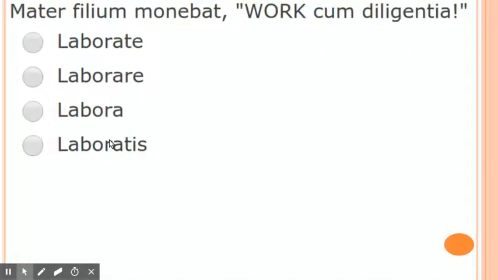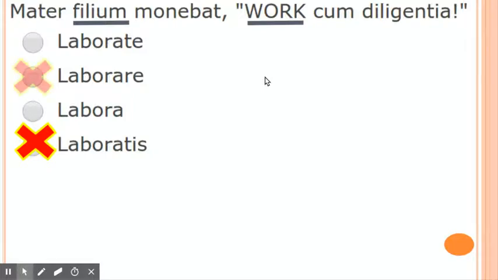Notice imperatives, you don't usually use subject phrases. So right here, the mother was warning her son, work with diligence. Aha, so what isn't it? It's an imperative because there's no subject phrase in English. So, therefore, she's only talking to one son. Laboratis would not work. That's second person plural, you are working. Laborare, we know that that's not an infinitive to work. So it's either laborate or labora. We're talking to one person. Therefore, it'd be labora. If it were filios, then it would be laborate.